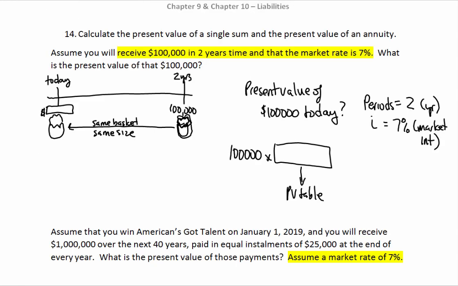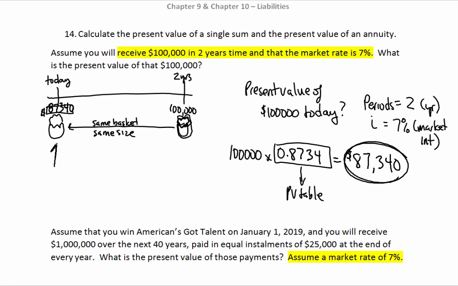So if I go back here, I'm going to be able to do the calculation. I'm going to multiply it times 0.8734. If I multiply that out, it's $87,340. So the present value of $100,000 in the future is $87,340.